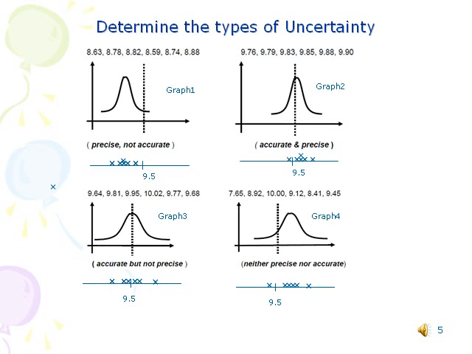Graph 3. The mean value is near 9.5, so it is accurate, but because its spread is wide, we say that it is not precise. Graph 4. The mean value is away from the true value, so it is not accurate, and because its spread is wide, it is not precise.